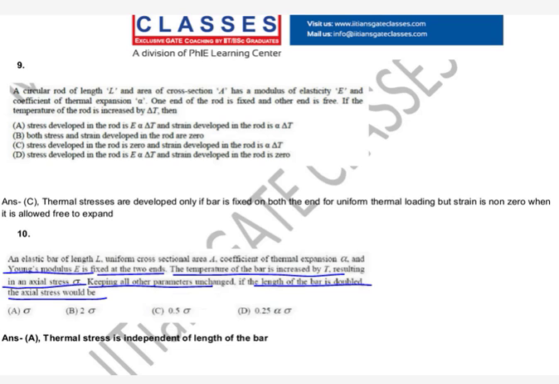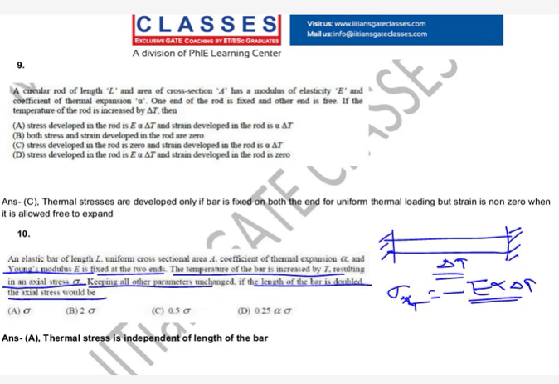So what is your axial stress when length is L due to temperature change delta T? Anyone? What is sigma x thermal? It is minus E alpha delta T. Now tell me, is it depending on length? No. So even if length is doubled, what will be your sigma x thermal? This is T1, this is T2. It will remain minus E alpha delta T. So what is the answer?